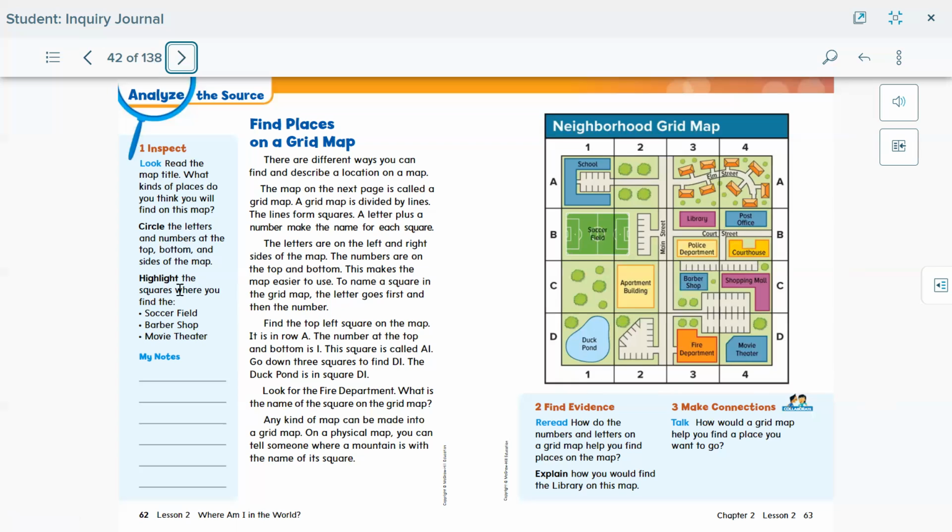All right, highlight the square where you find the soccer field. So go for the soccer field, and I see B1. So you can highlight this. The barber shop. Let's see where the barber shop is. C3. And then the movie theater, D4. All right. So this is a simple activity.